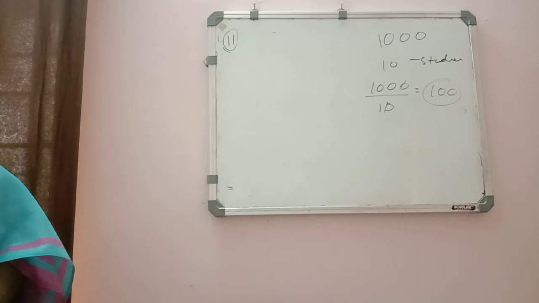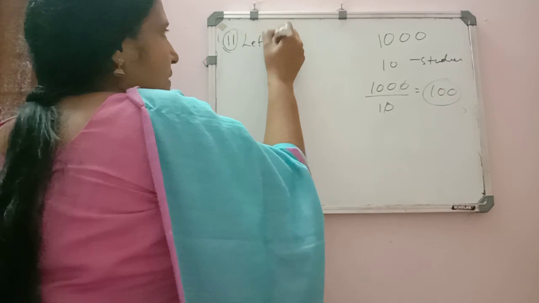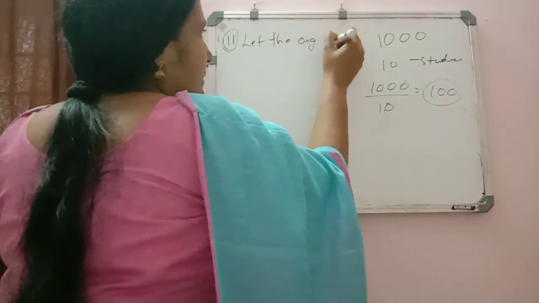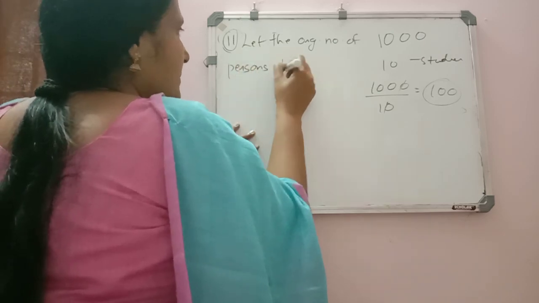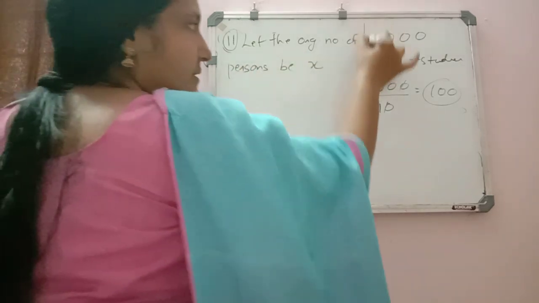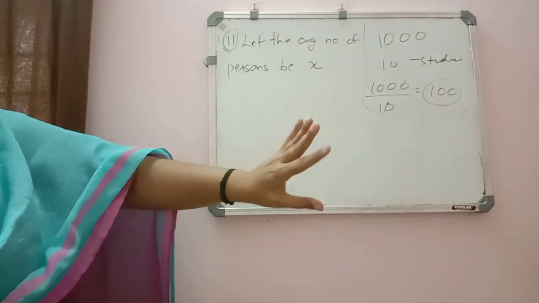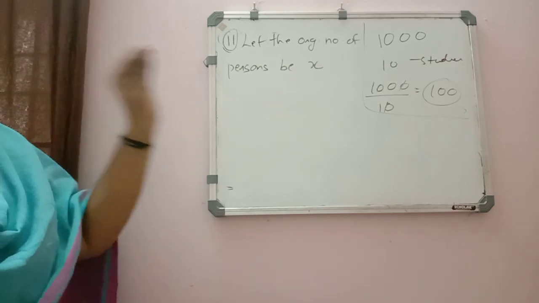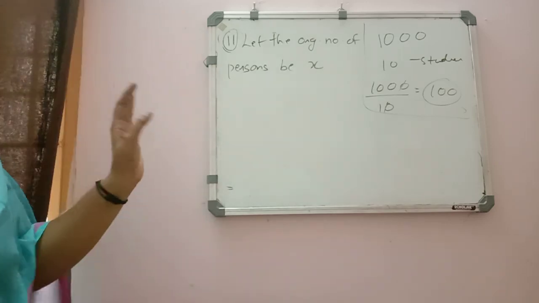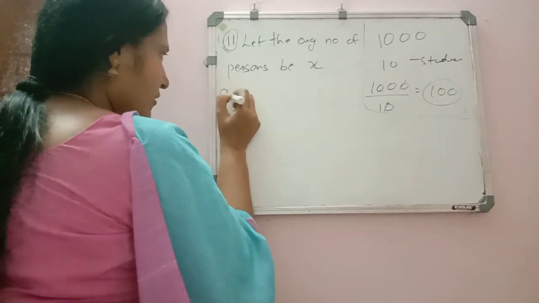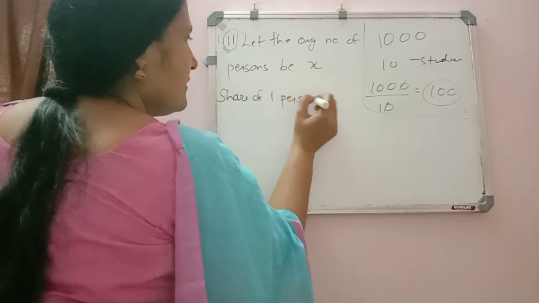6,500 rupees we have. Find the original number of persons. So we'll write, let the original number of persons be x. I'm not rubbing this one so that it will be easy for you to understand. We have 6,500 rupees with us, and 6,500 rupees we have to distribute among a number of persons equal to x. Then what will be the share of one person? How much will one person get?